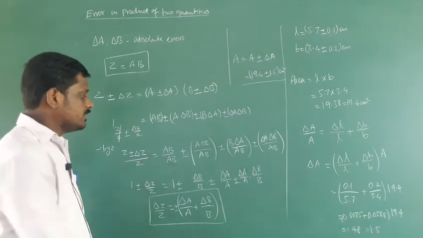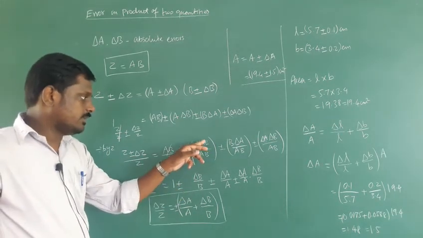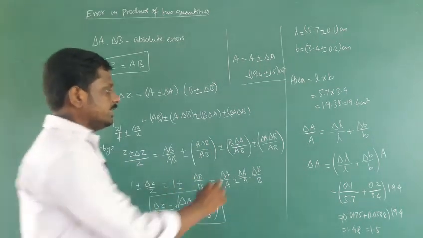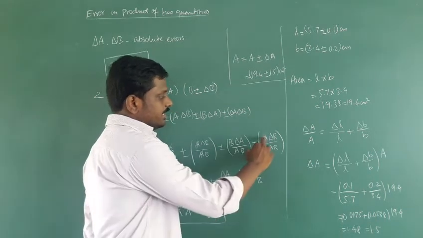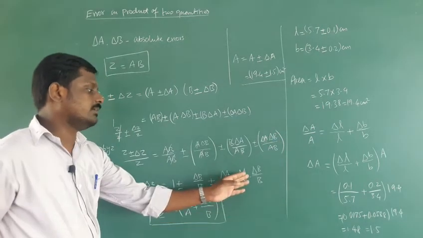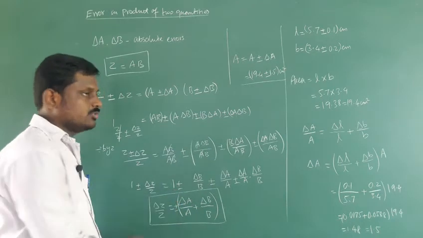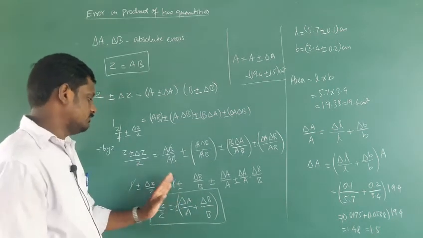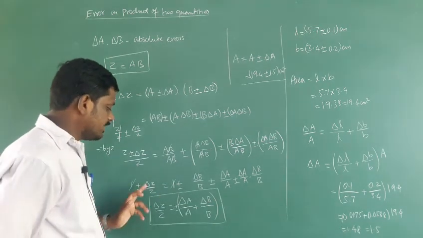Then AB by AB, so we will get 1. Then A delta B by AB: A cancels, so delta B by B. Then here B cancels, so delta A by A. Then here delta A by A into delta B by B, the product. Then here 1, here also 1, so the 1 and 1 cancel. If you take the 1 from the right hand side to the left hand side, that is 1 minus 1, 0. So delta Z by Z.